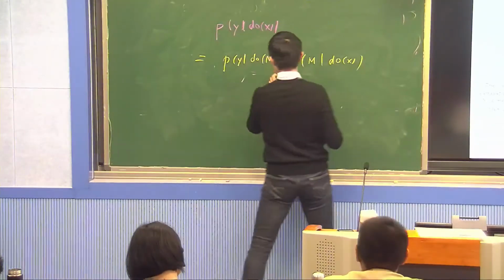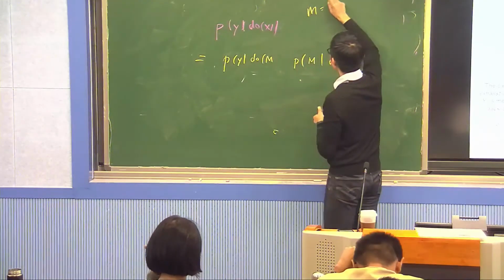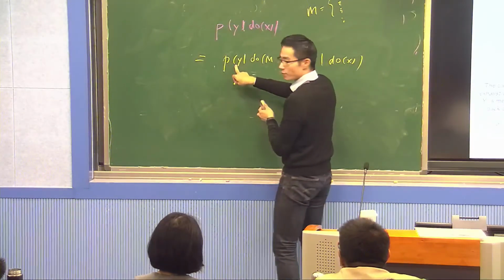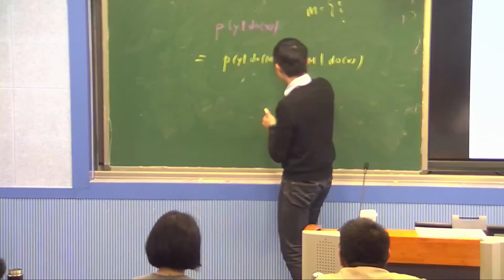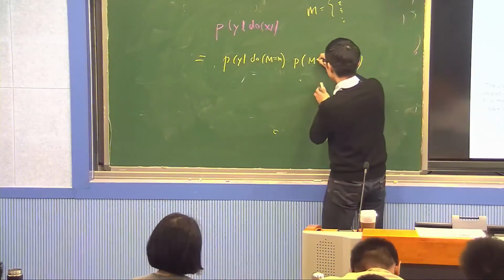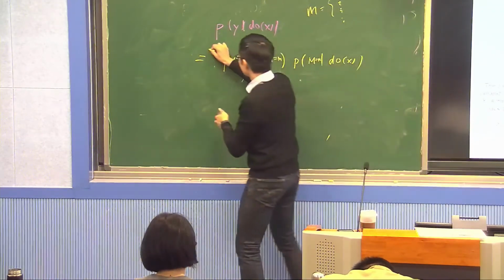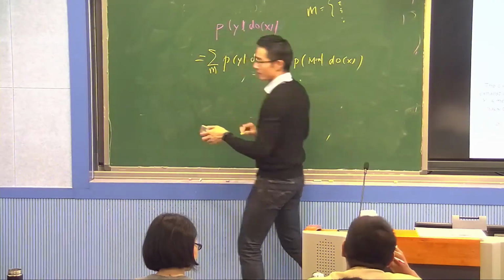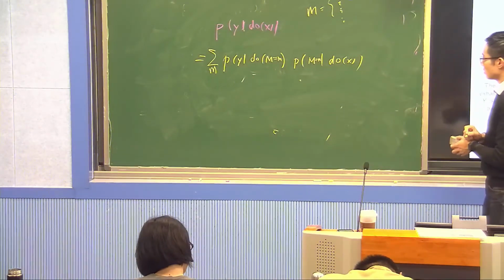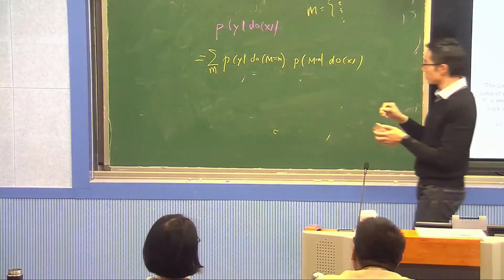Now, to write it more clearly, let's suppose M has many values: 1, 2, 3, etc. Then it's the probability of Y given do(M equal to a small m), times the probability that M equals small m given do(X), and we need a summation over M. That's a complete way to write it. We can always write that because M is in the middle of X and Y.